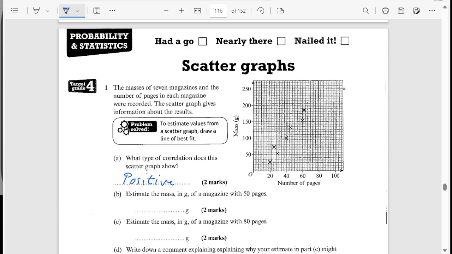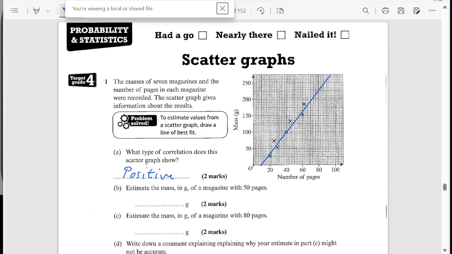Estimate the mass in grams of the magazine with 50 pages. This tends to be a 2-mark question. It will always be 1 mark for showing the line of best fit. The line of best fit is created by placing a ruler on the graph and finding a line that would best match the data. It doesn't need to go through any specific point, and I'm saying that's roughly my line of best fit. And it doesn't need to go through 0, 0.